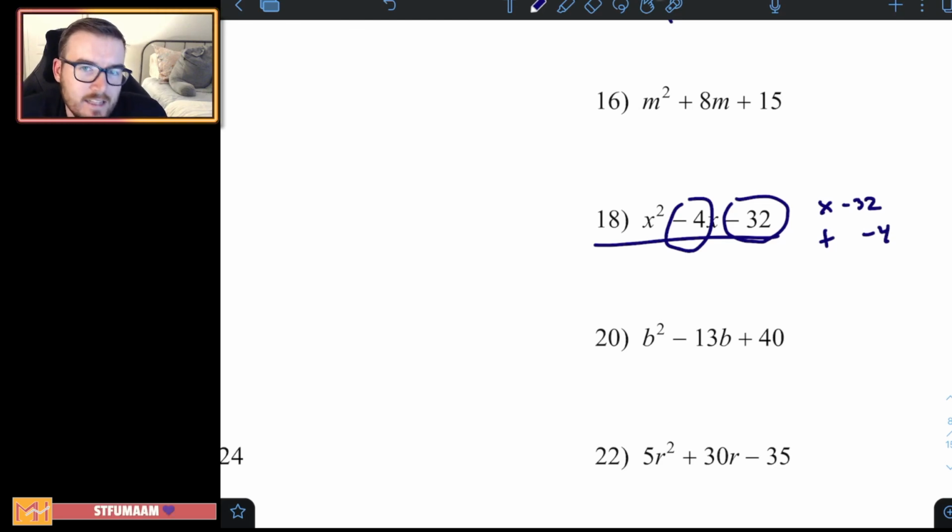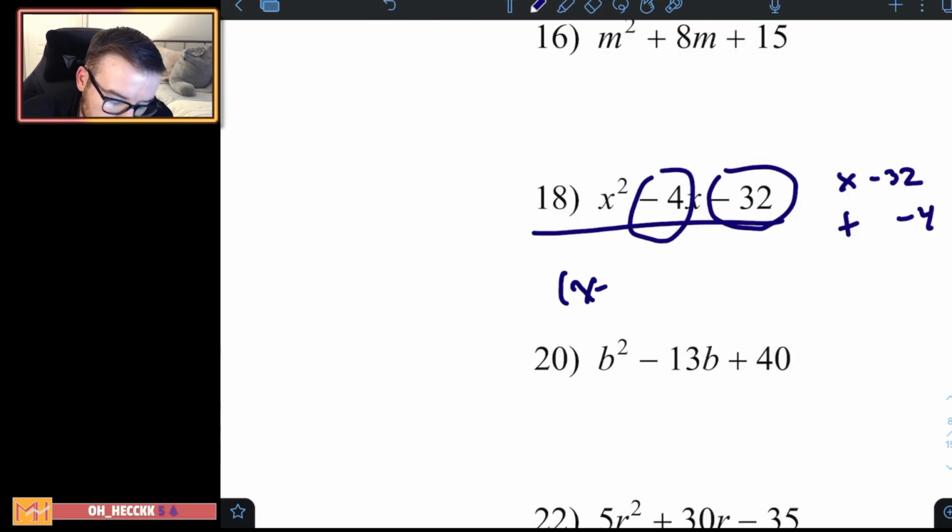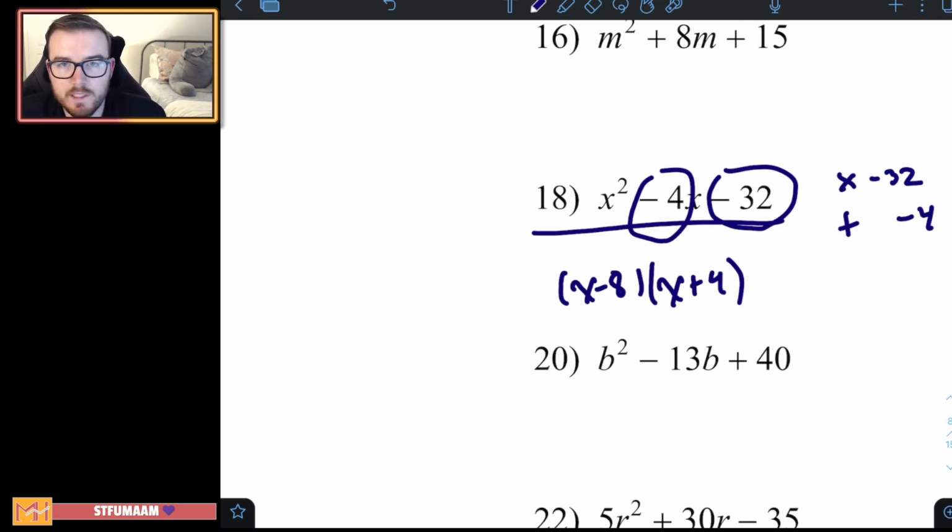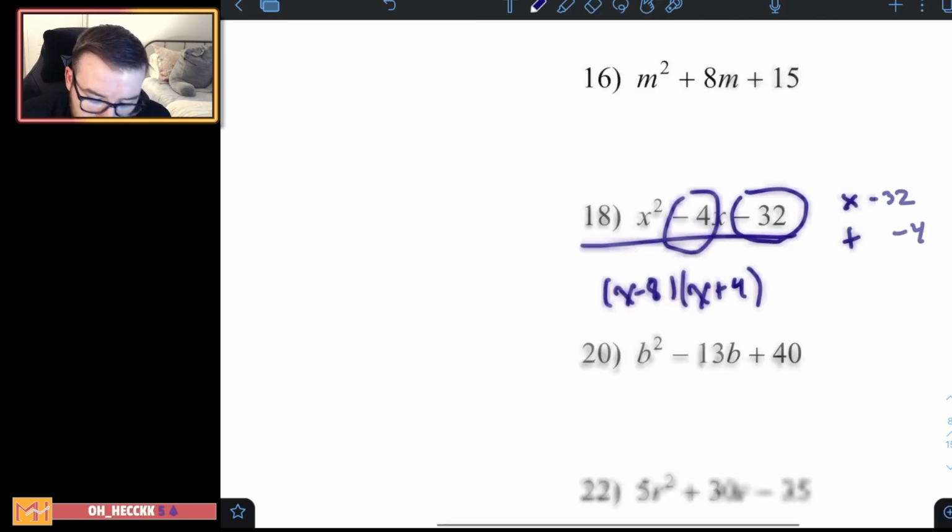Negative 8 times 4 is negative 32, and negative 8 plus 4 is negative 4. It's not luck. It's being good at your times tables and being good at mental math, right? I know that negative 8 plus 4 is negative 4. Boom. And I know that negative 8 times 4 is negative 32. It's just knowing those times tables. 2 times 4, 2 times 5, 6 times 8. Just knowing combinations. And that's what's going to make you quick.